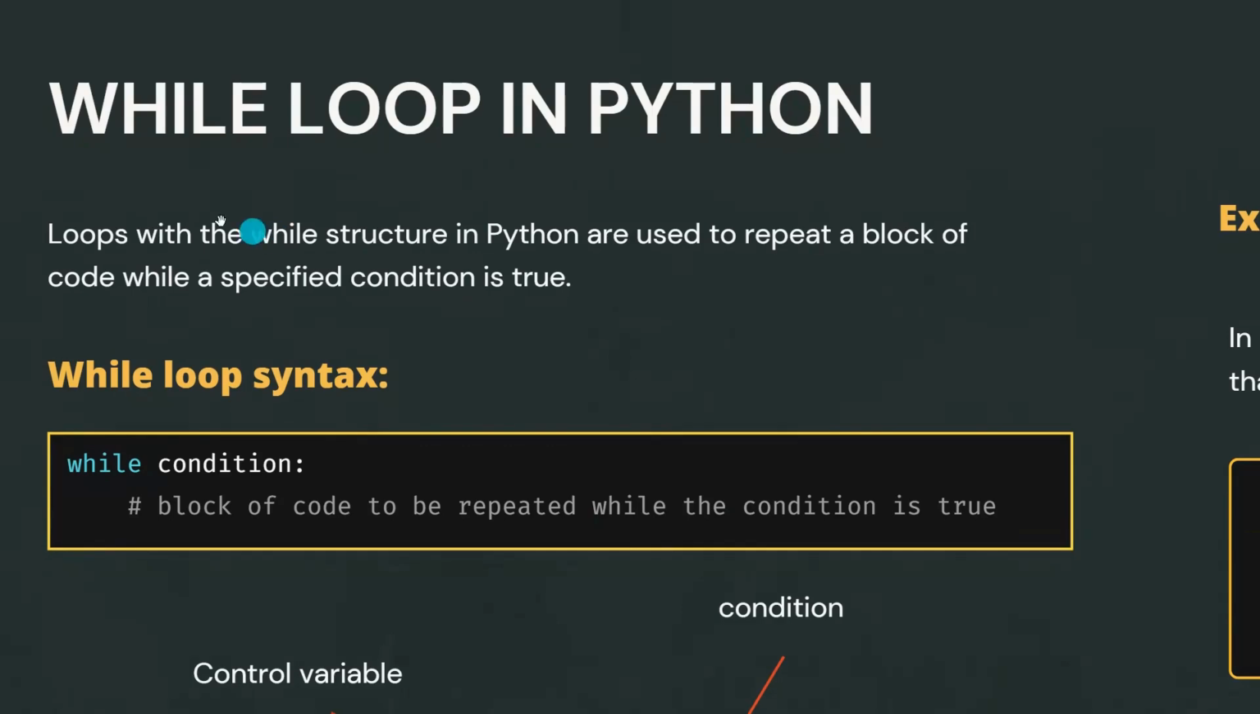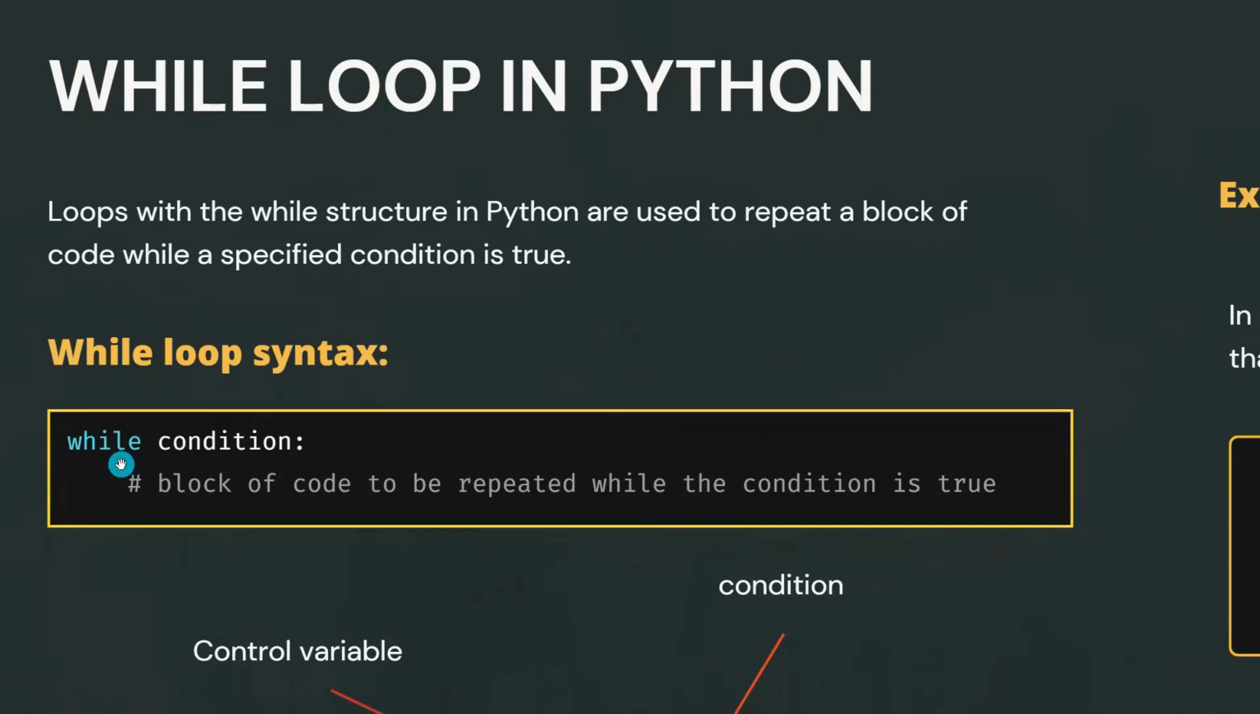So here's the basic syntax of while. It's like while condition: if the condition is true, then this block of code will be repeated. Once the condition is false, it will directly come out of the loop. So the loop checks the condition first, and if the condition is true, it runs the block of code. If the condition is false, it stops right there.